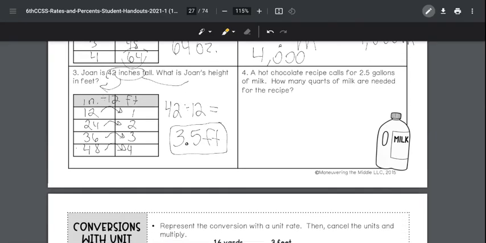Number 4, a hot chocolate recipe calls for 2.5 gallons of milk. How many quarts of milk are needed for this recipe? So we're looking to see how many quarts are in 2.5 gallons. Our cheat sheet tells us 1 gallon of milk equals 4 quarts. So when you cross multiply, 4 times 2.5, divide that by 1, you get 10. So our answer is 10 quarts.